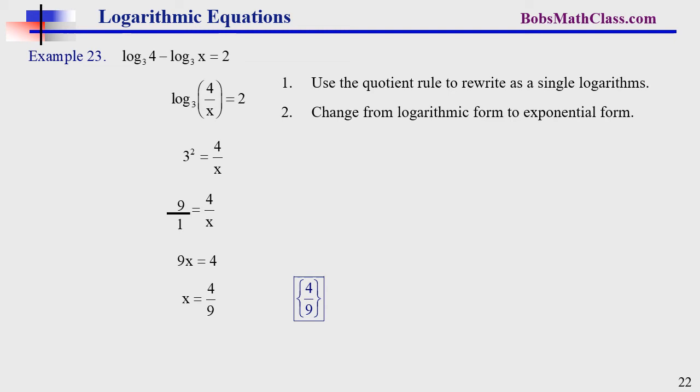Now, we also talked about r and b have to be positive. So we got 4/9 here. That's a good answer. If we would have got negative 4/9, remember that you cannot have the log of a negative number. So if that was a negative 4/9, we would say no solution, but 4/9 is fine.